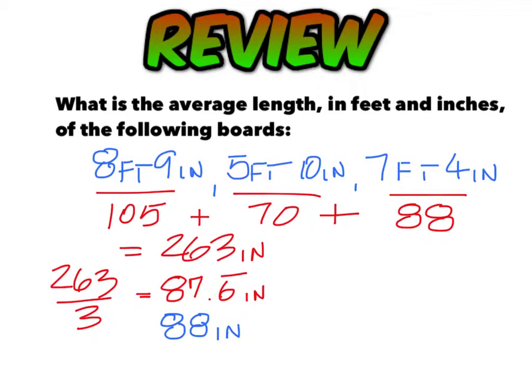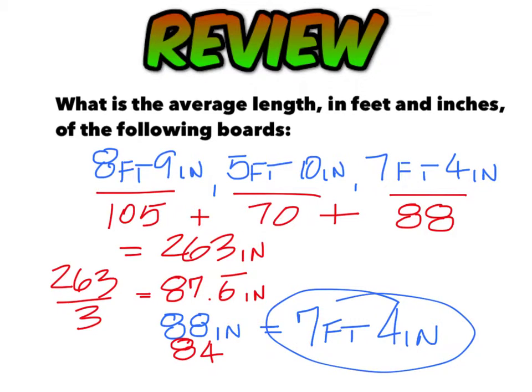88 inches is the average, but we must express it in feet and inches. 12 will go into 88 7 times without going over. What is 7 times 12? 84, yes. 7 times 12 is 84, and the difference between 88 and 84 is 4 inches. You guys can't come up until we're finished. There we go. So the final answer is 7 feet 4 inches.